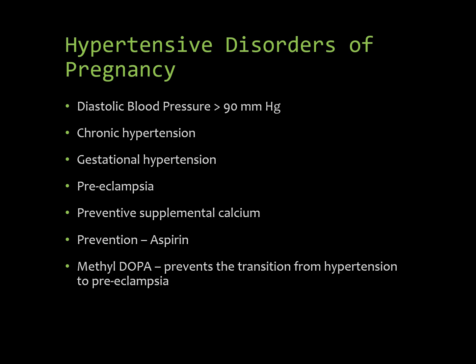Especially it is very good in preventing the transition from hypertension to preeclampsia. And when there is preeclampsia, the drug of choice is magnesium sulfate, which can prevent the transition from preeclampsia to eclampsia.